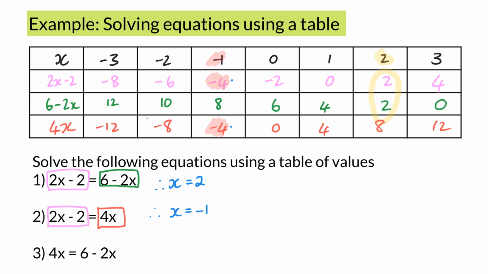So if I substitute negative 1 into each equation, or each expression, both of the expressions will equal negative 4. But the solution to the equation is x is equal to negative 1. Let's look at the last one quickly. I've got 4x already on my table. It's equal to 6 minus 2x. So I am comparing the bottom 2 rows. And here I find they are the same when x is equal to 1.